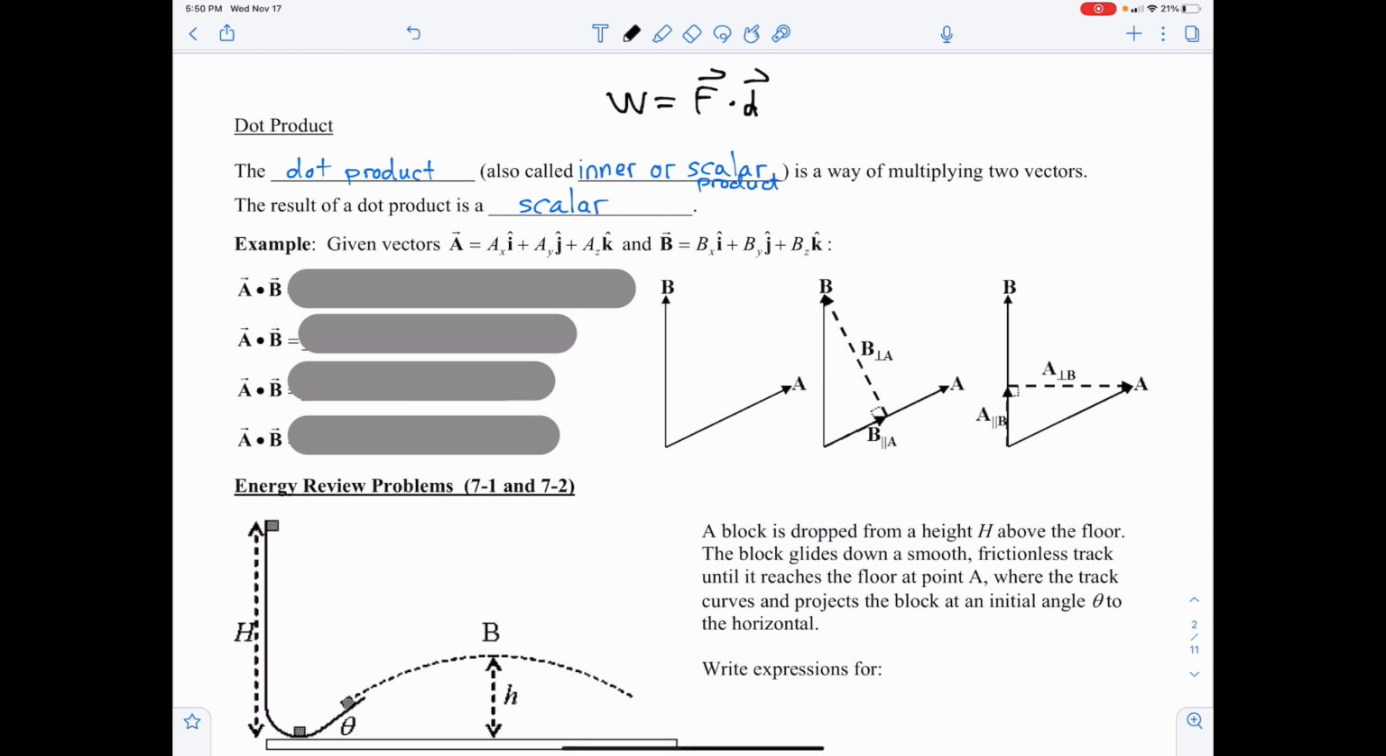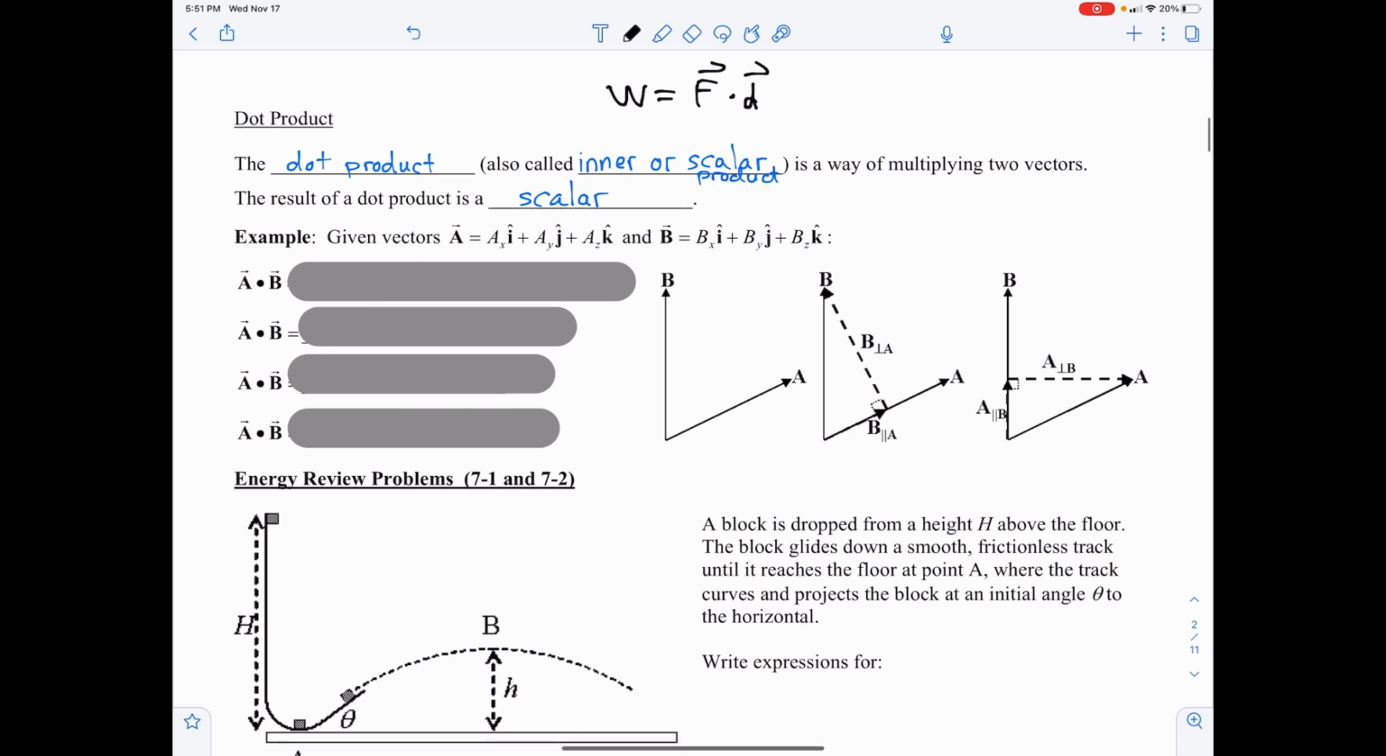However, the two vectors must be going the same way. They must be going parallel. So you need a parallel component of the force times the displacement in order to do any kind of work. So the product of those two will end up being a scalar and not a vector. Work is a scalar. Energy is a scalar, not a vector.